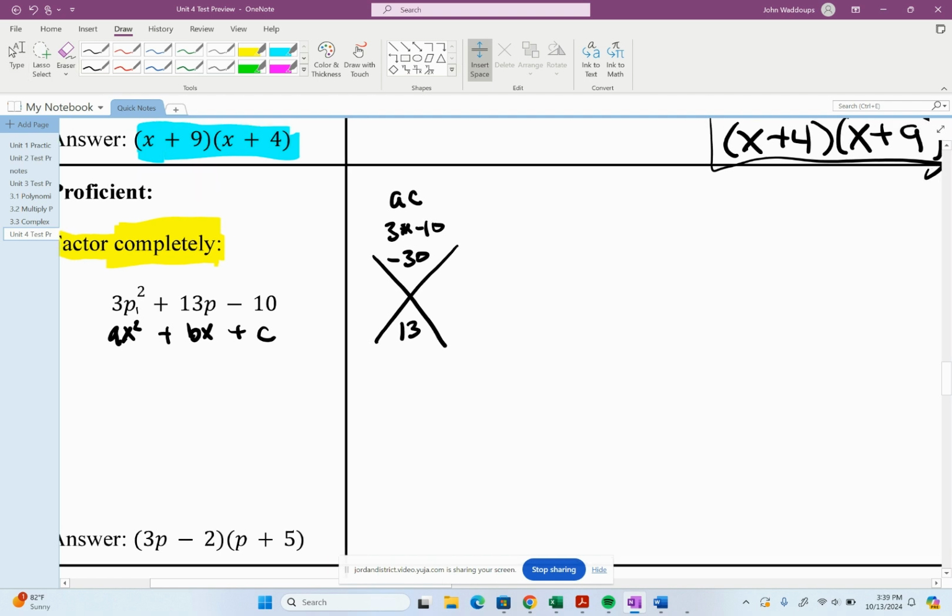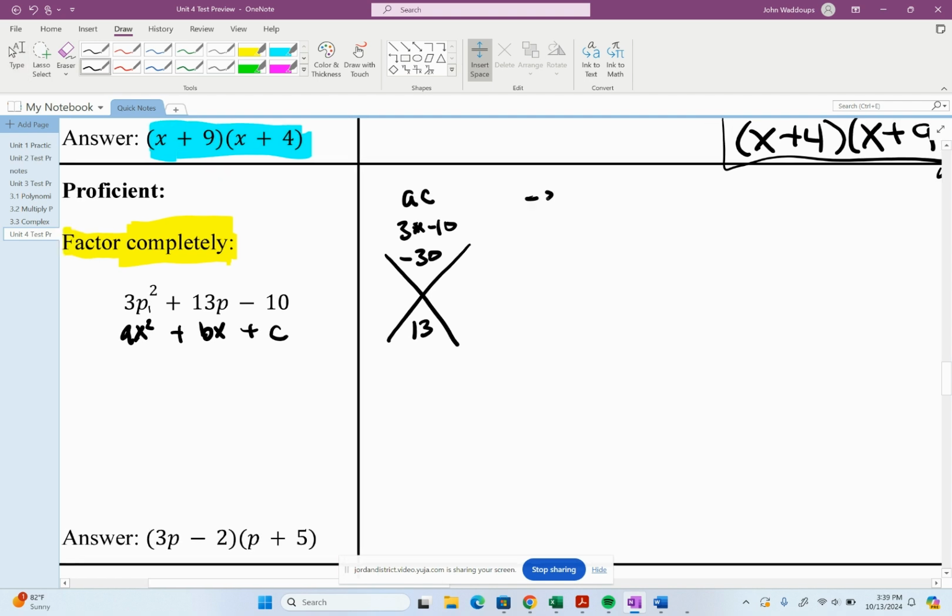Once again, I'm going to use a different little table here. I'm going to say here's negative 30, multiply to negative 30, but add to 13. I'm going to start with 1 times 30. I know that one of them has to be negative for them to multiply to a negative number. But because 13 is positive, I'm going to put the positive on the larger absolute value, 30, and put the negative on the smaller one. So negative 1 times 30 is negative 30, but when I add those, negative 1 plus 30, I get 29, and that's not it.